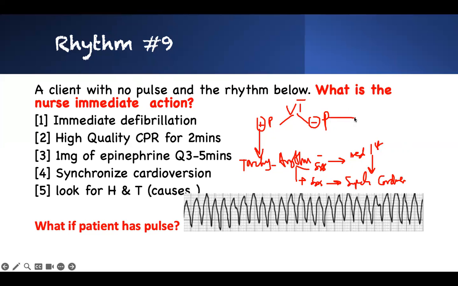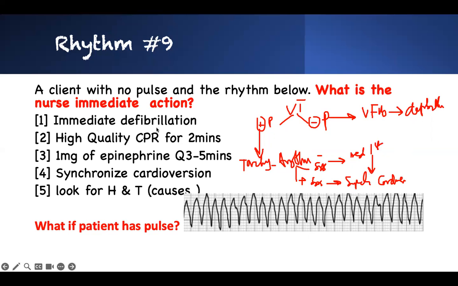If they have no pulse, it turns into ventricular fibrillation. That is what we have to defibrillate the heart. And this is the complete management of VTAC. So what would the nurse do? My normal one, I did not say, what is the next immediate action? You know, what would you do?